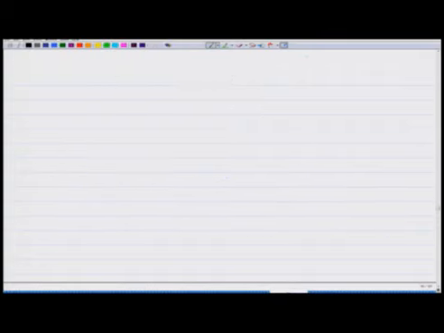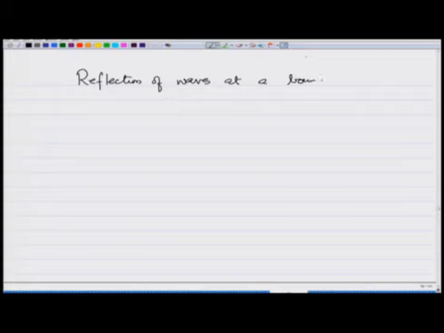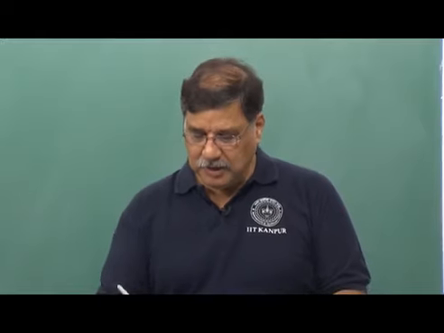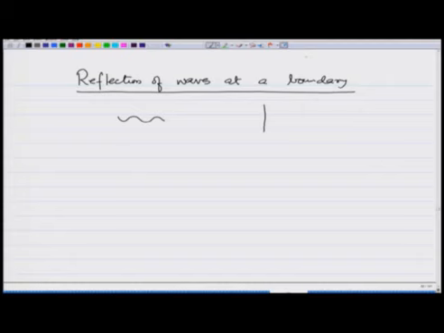Number 1, reflection of waves at a boundary. In describing all these phenomena mathematically, I am going to choose my points conveniently so that the mathematics becomes simple. So, in this case what I am going to do is, let there be a wave which is coming to the right and gets reflected at point x equals 0 by a hard wall.